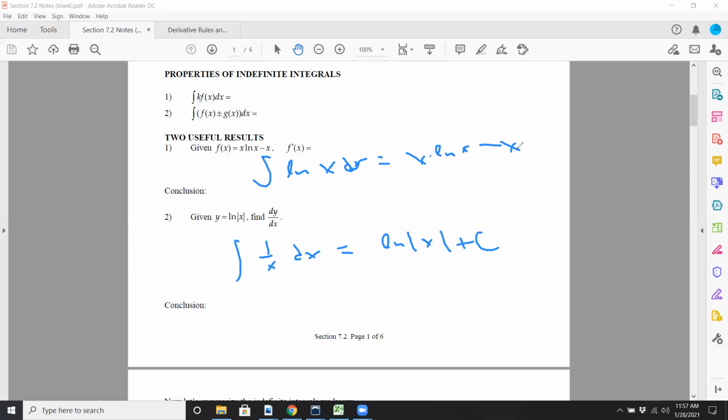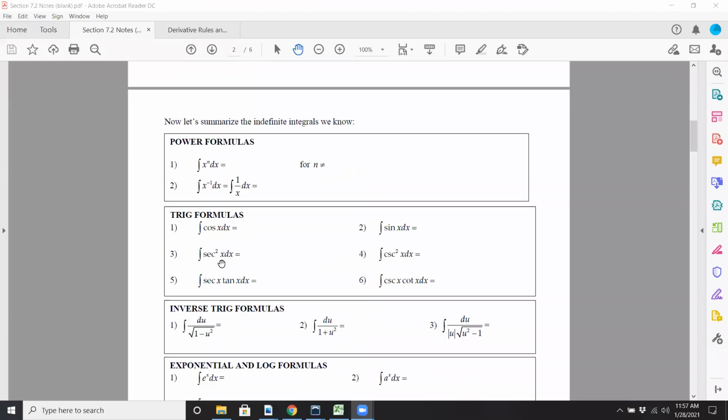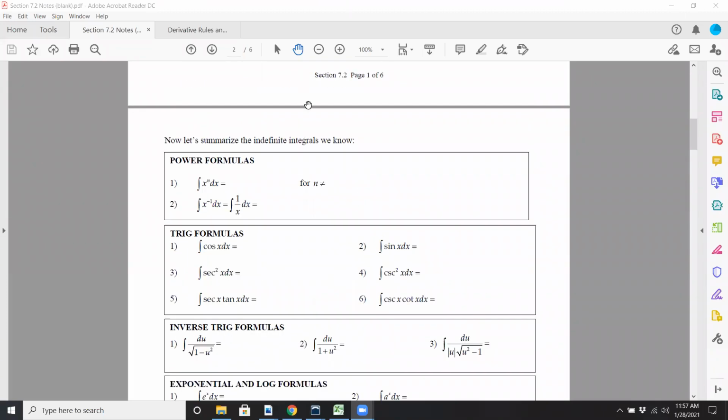Okay, now let's keep moving. Power rules, I've mentioned before. You add 1 to the exponent, divide by the new exponent, plus c, provided n does not equal negative 1. But when you have 1 over x, you can't do that rule, so it's just going to be natural log of x plus c. And again, the assumption is that x is positive, or we put absolute value around it.